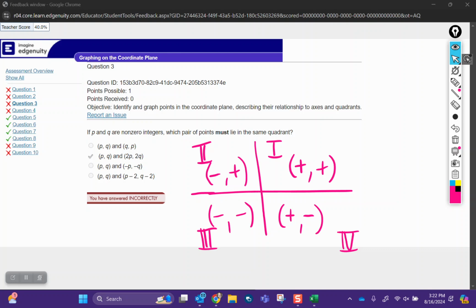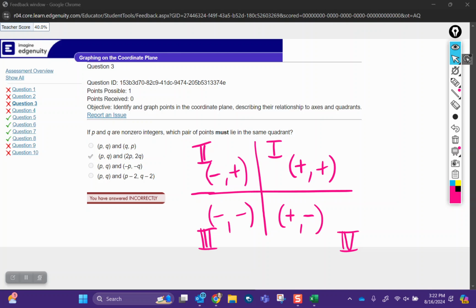So what this is saying is you're looking at these, pretending they're integers, and if you switch their order, they aren't necessarily going to be in the same quadrant. They would if they were both positive, and they would if they were both negative, but if P is negative and Q is positive, it would be in quadrant 2, but then if you switch the order, Q is positive and P is negative, now we're down in quadrant 4.